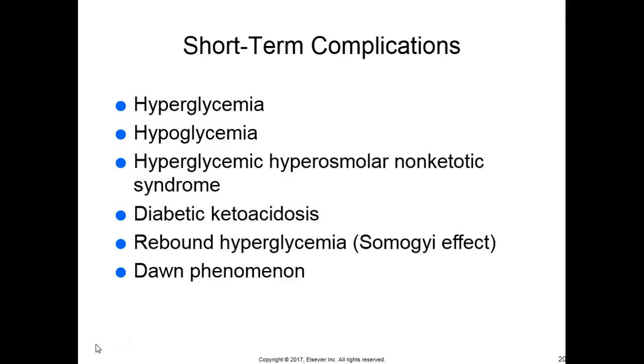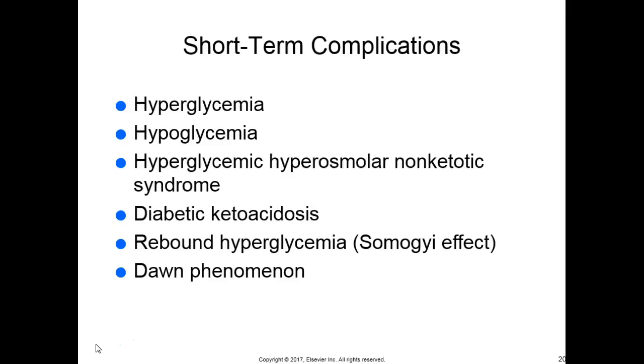Then we have what's called rebound hyperglycemia, also known as the Somogyi effect, and it follows a period of hypoglycemia, often during sleep. When hypoglycemia occurs, the body secretes glucagon, epinephrine, and cortisol to counteract the effects of low blood sugar. So the patient may report nightmares and night sweats, along with a morning elevated serum glucose. If the patient increases the insulin, it actually worsens the problem.